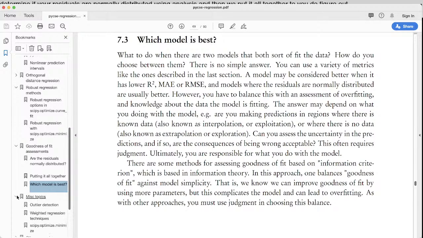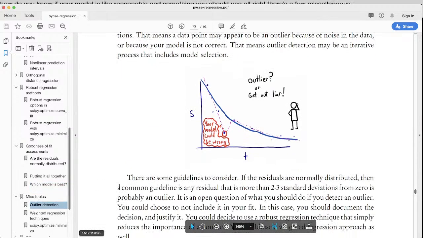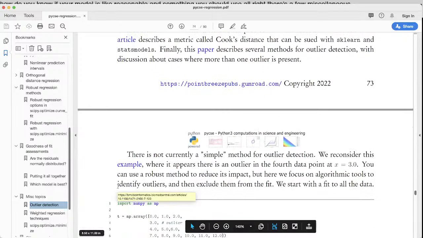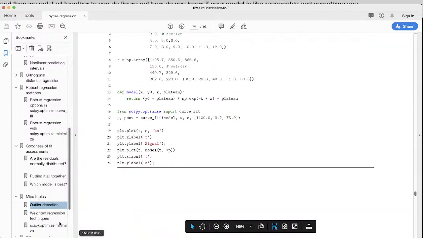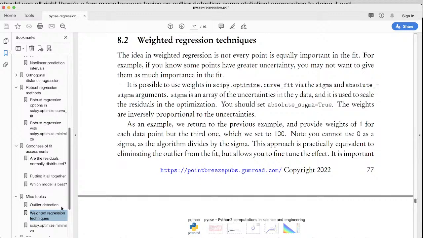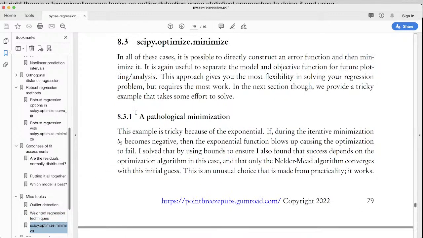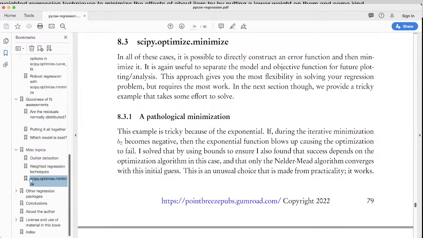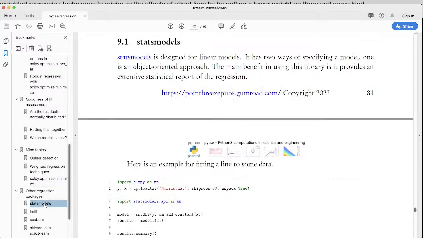All right, and there's a few miscellaneous topics on outlier detection, some statistical approaches to doing it, and using weighted regression techniques to minimize the effects of outliers by putting a lower weight on them, and some case studies and using optimization directly. And then finally we finish out with some more advanced modules that are used in regression.